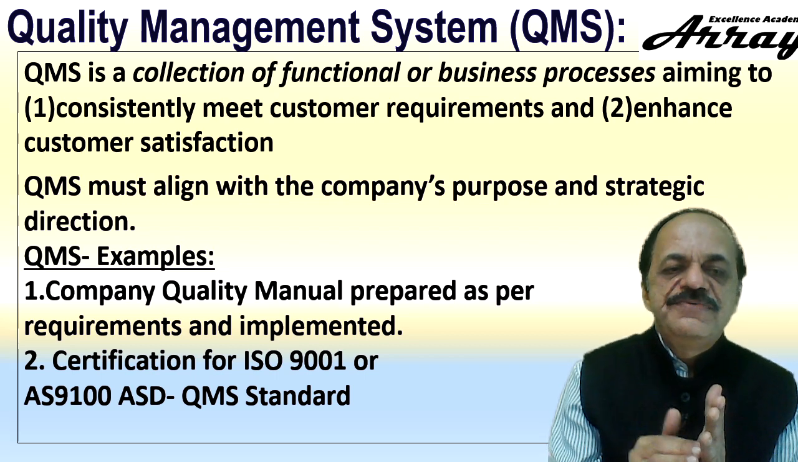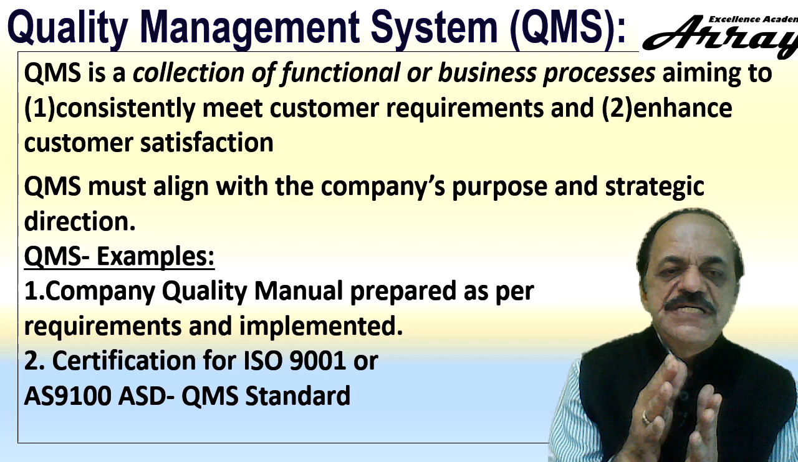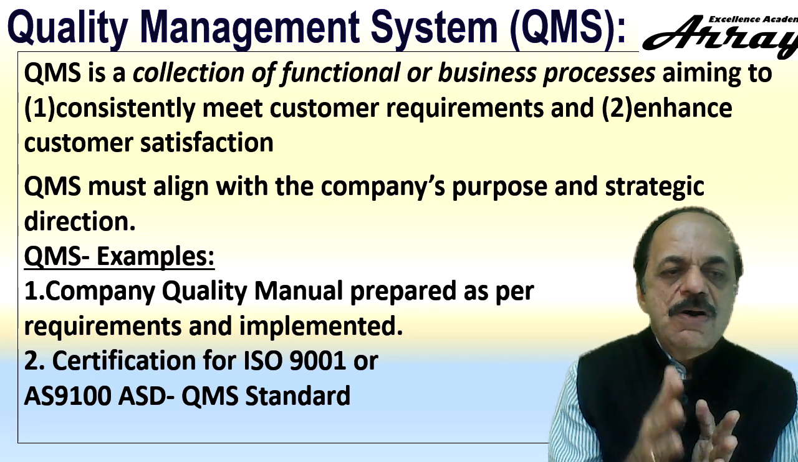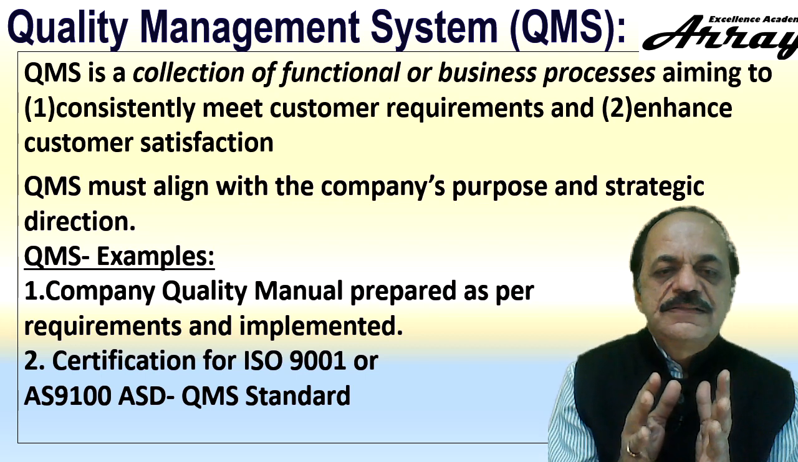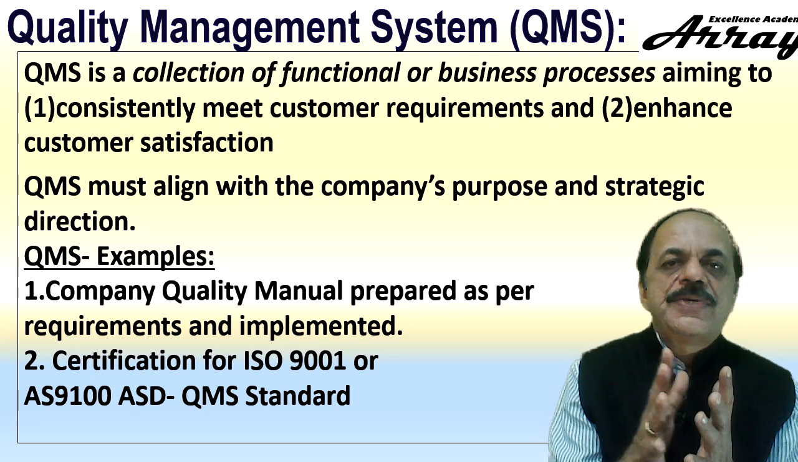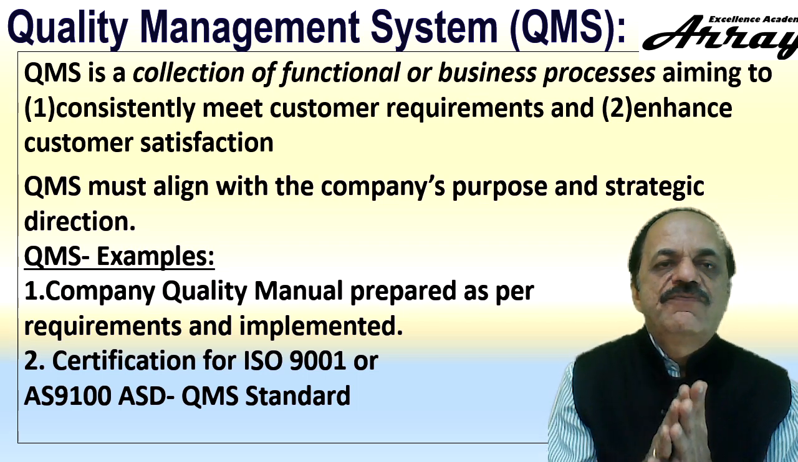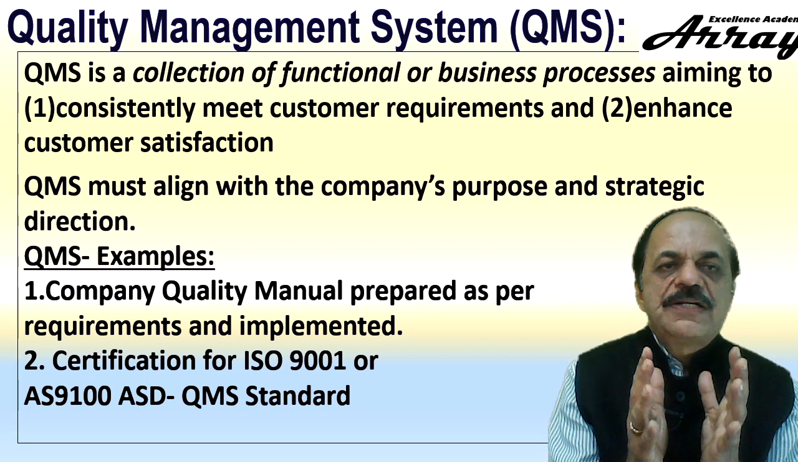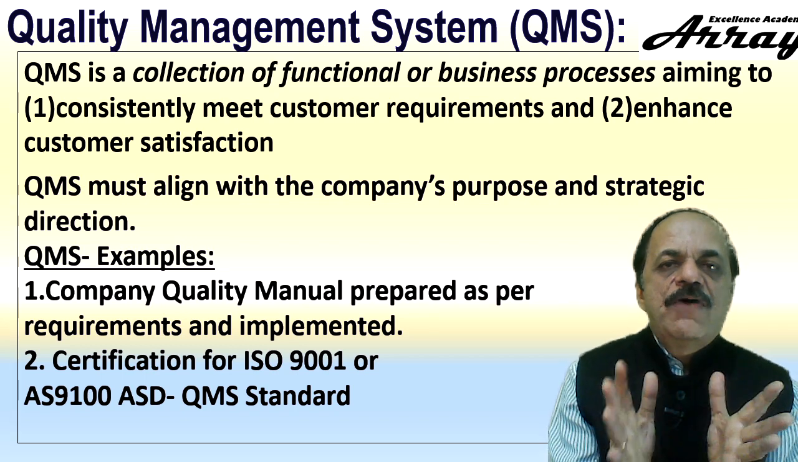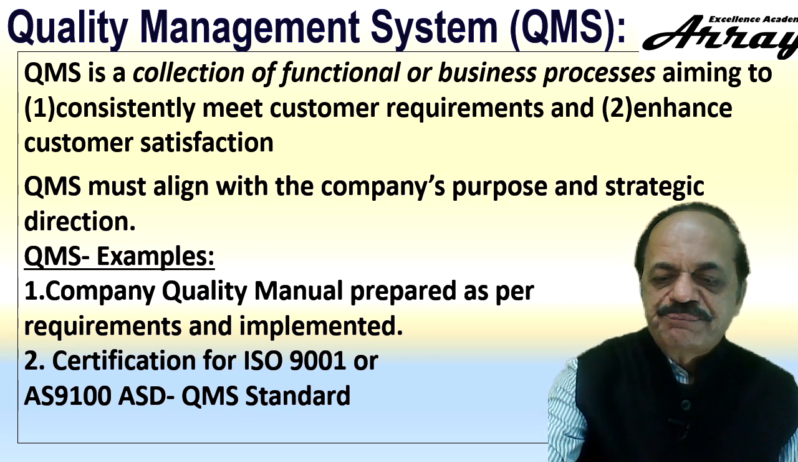ASD stands for Aviation, Space and Defense, for which there is a more stringent standard than ISO 9001 called AS 9100. Implementation of all these standards, getting the certification, and then continuing the improvements through the continual improvement process. All these are examples of quality management system. All of which start with the document called the quality manual, which has to be followed to improve the entire set of processes called the system.